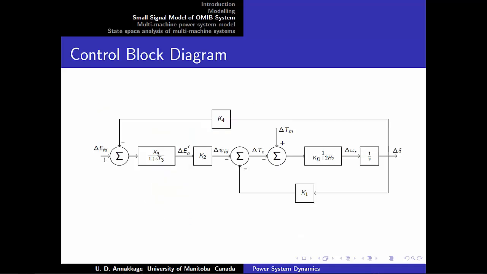And the fourth exercise is to show that the state space model can be represented by the control block diagram shown here. The output of this control system is a change in rotor angle, delta delta. The two inputs are delta Tm, a change in mechanical driving torque, and delta EFD, a change in the voltage applied to the field.